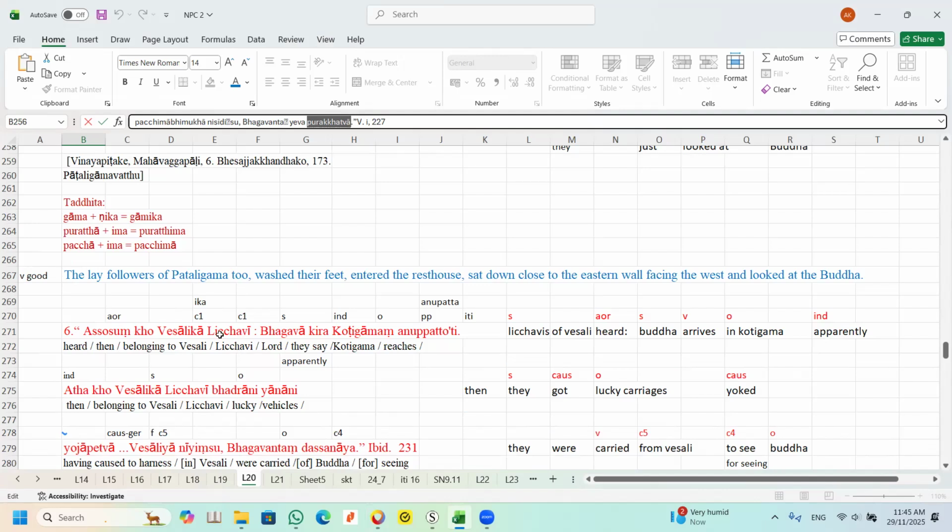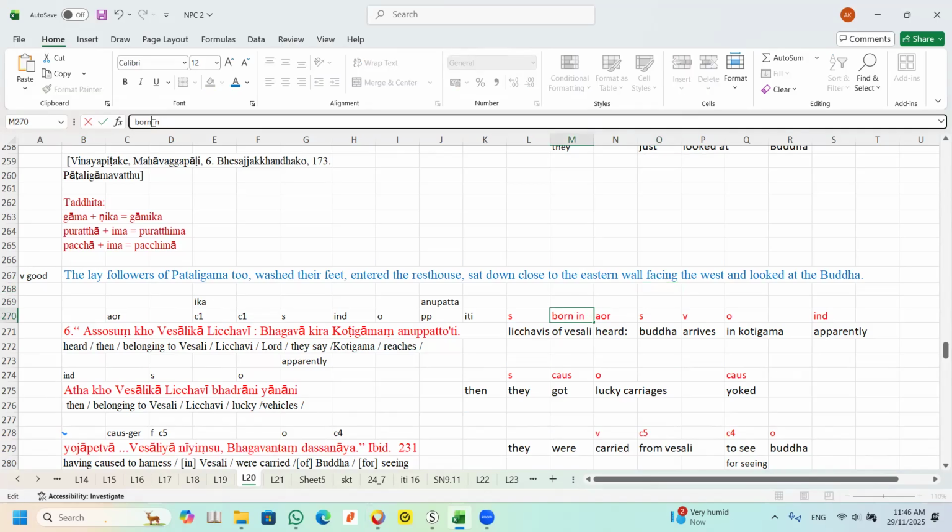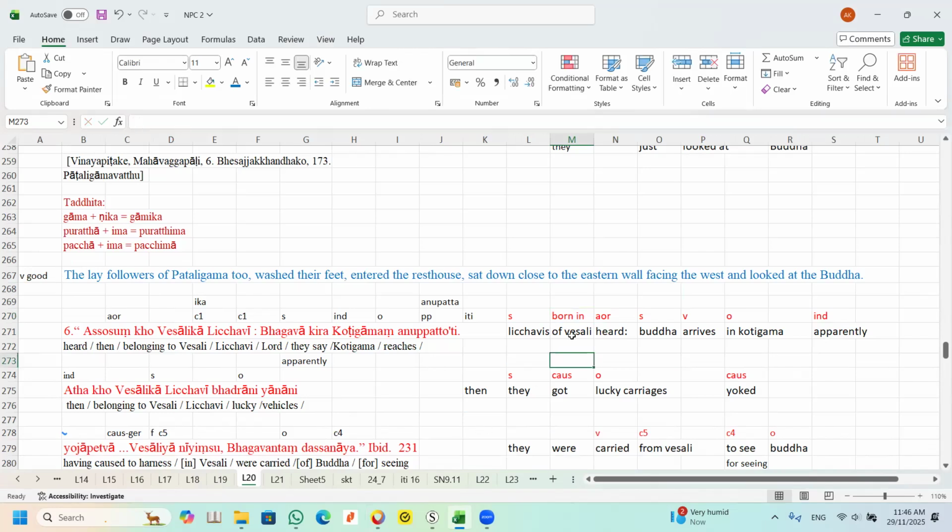So in this case, you see these two are the same case. Name is Lichavi, born in Vesali. So Vesali lah, born in, because it is either past tense or present tense. I mean past tense, born in Vesali. Is born, Brother Alfred. No ED. Born without the ED. Okay. Born in Vesali. So either you put born in or you put of Vesali. It doesn't matter. Can you see?